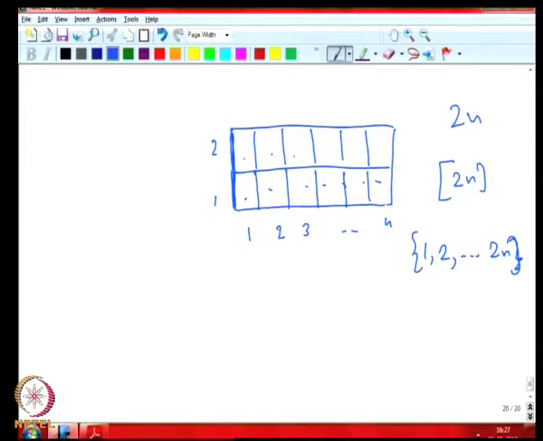But when you fill, we have to make sure that if you read out the numbers on a row from left to right, that should increase. Similarly, the second row also should increase like this. Similarly, if you read column wise, it should increase downward, okay, it should increase like this.